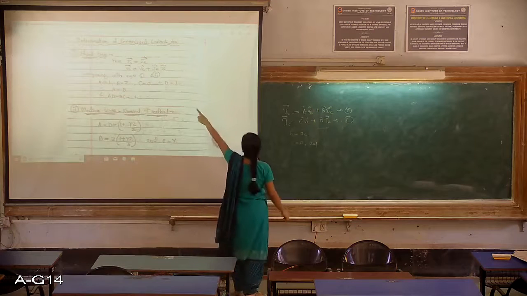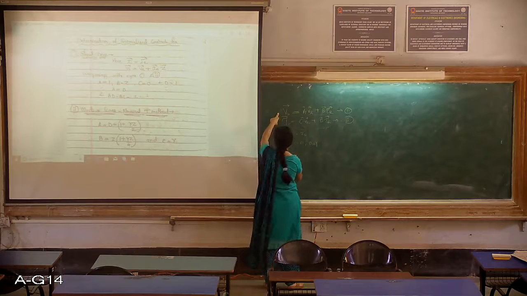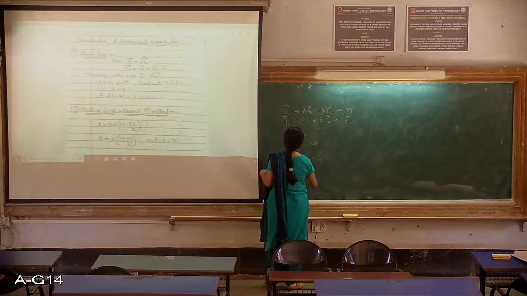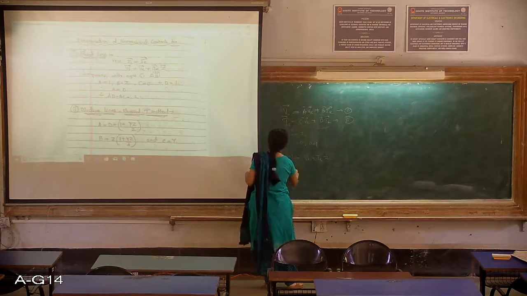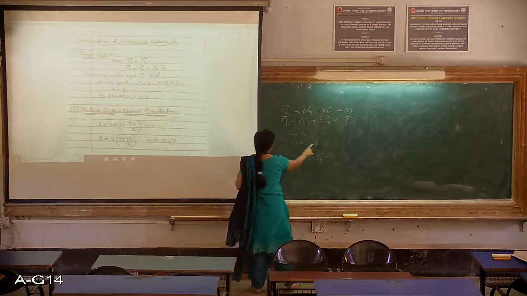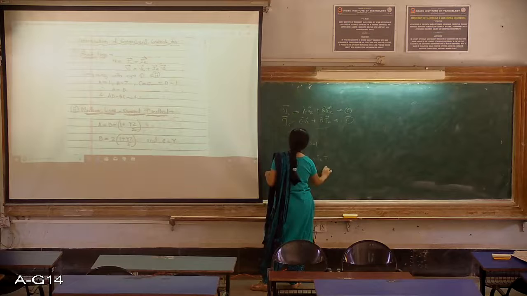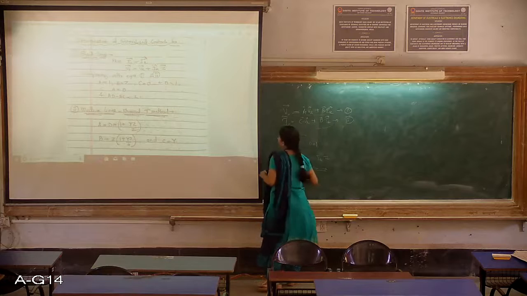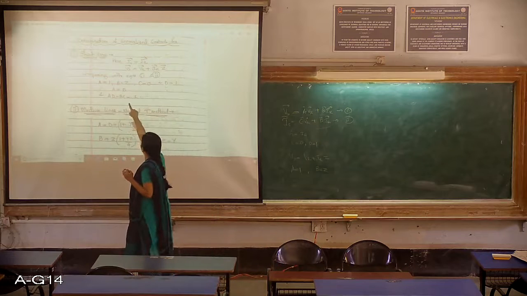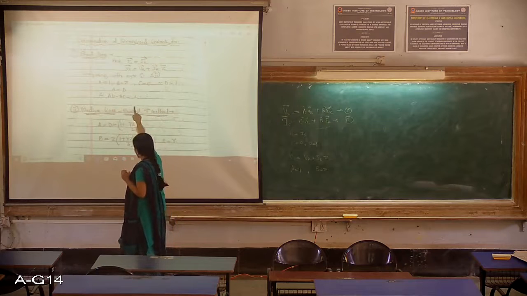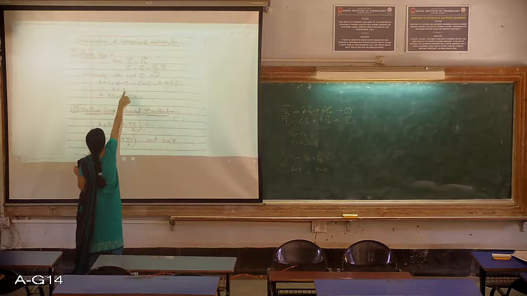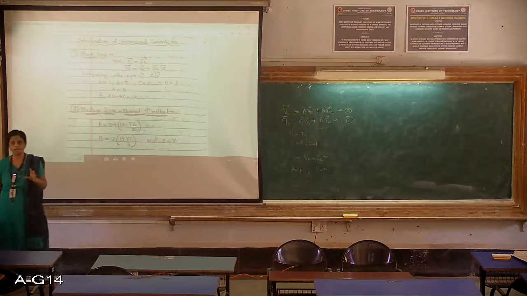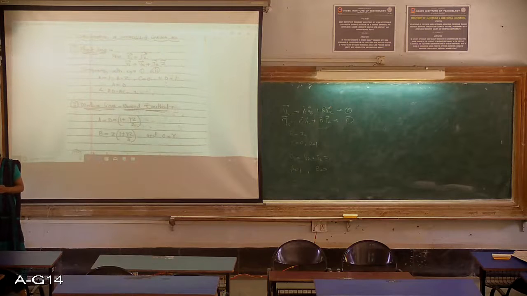Now compare Vs with this expression. So Vs, we have written as VR plus IR into Z. So VR is there, so that means A is equal to 1. IR is there, so Z is equal to B, or B is equal to Z. B is nothing but Z. So A is 1, B is Z, C is 0, D is 1. So you can easily see that A is always equal to D, and AD minus BC will be equal to 1. Understood?